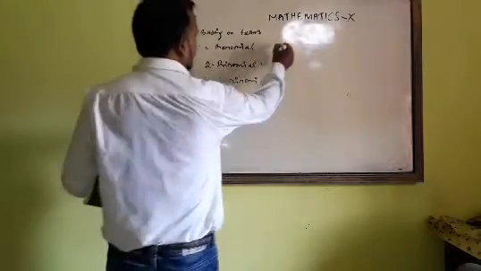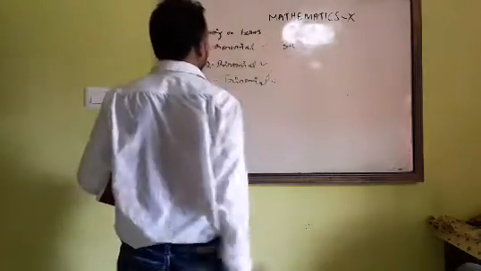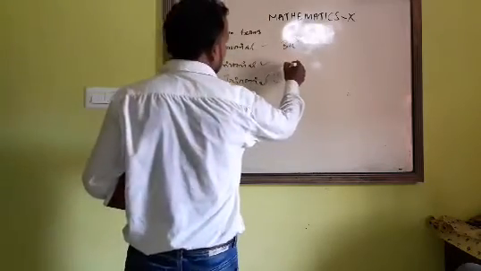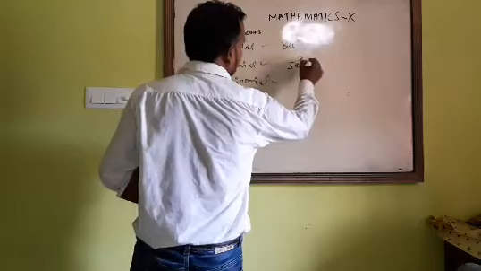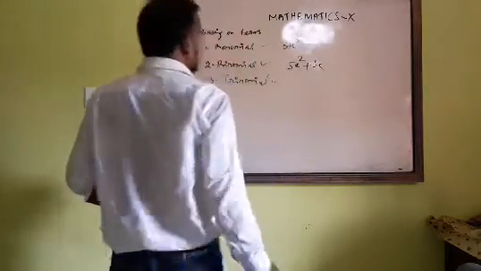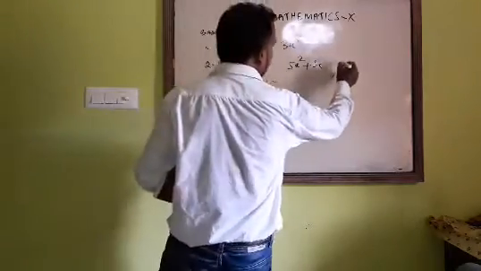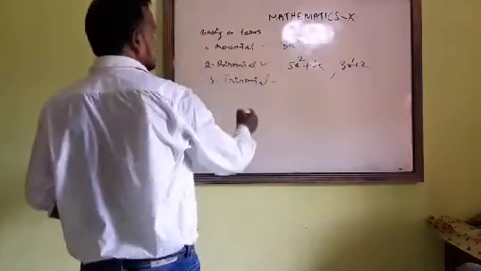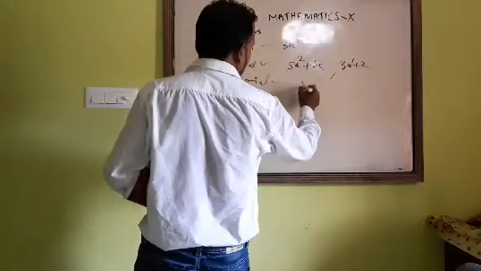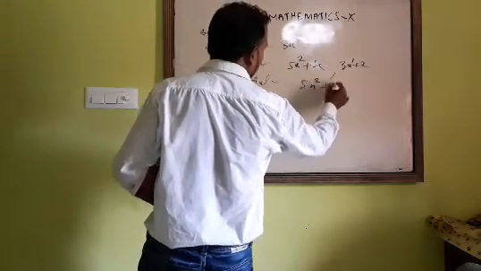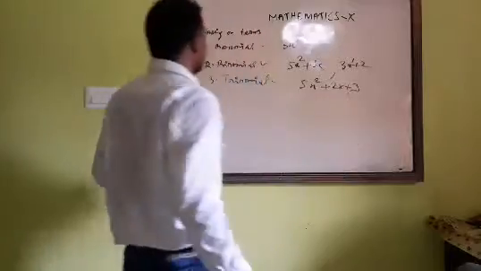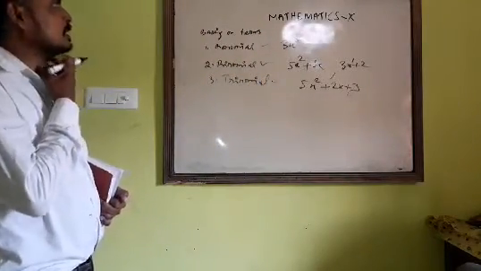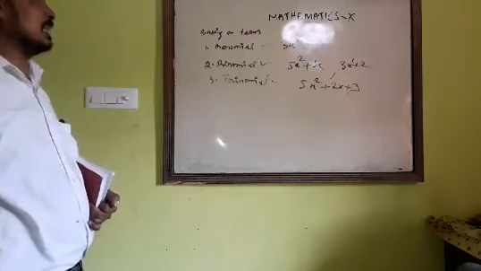Take the example of 3x to the power 5. It has only one term, so it is monomial. Here you can take 5x squared plus 3x. It is binomial. Another example, you can take 3x plus 2, whatever the degree may be. In trinomial, you can take 3 terms: 5x squared plus 2x plus 3. So this is the classification of polynomials based on terms. Next, based on degree.